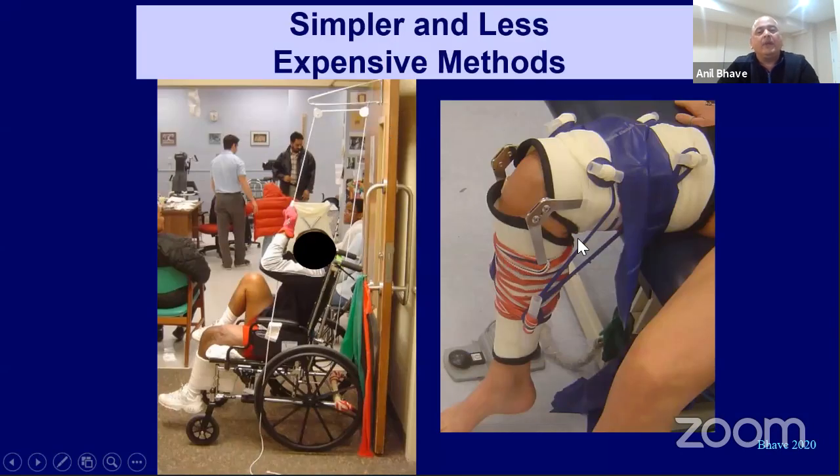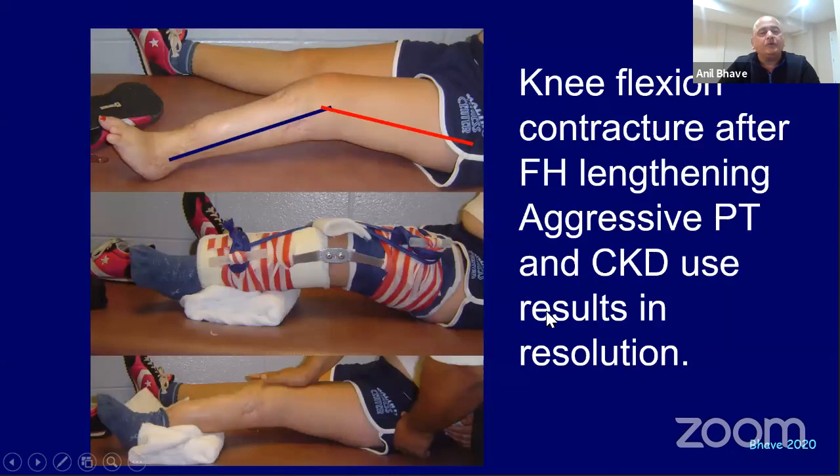This is a simpler method of getting flexion. This is a femur lengthening with quadplasty. I remember that, and this is just a traction used for flexion. Or you can make a brace like this with the band in the back to stretch it. And we have done courses on this.